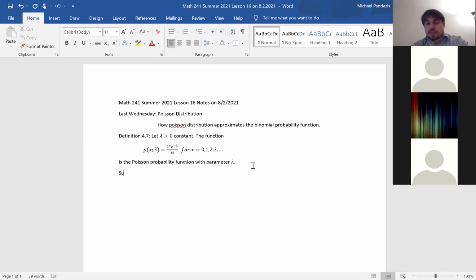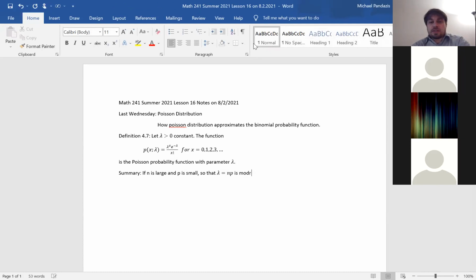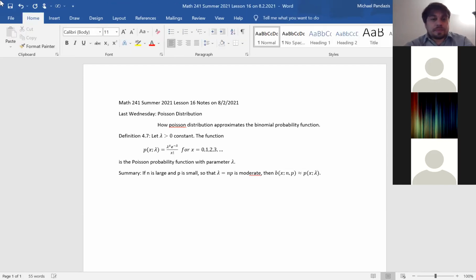And also, we had this: if little n is large and little n p is small, so that lambda, which is equal to n times p, is moderate, then the binomial probability function is approximately equal to the Poisson probability function. Okay, so we had those two things last time, and then we did an example, Example 4.15.